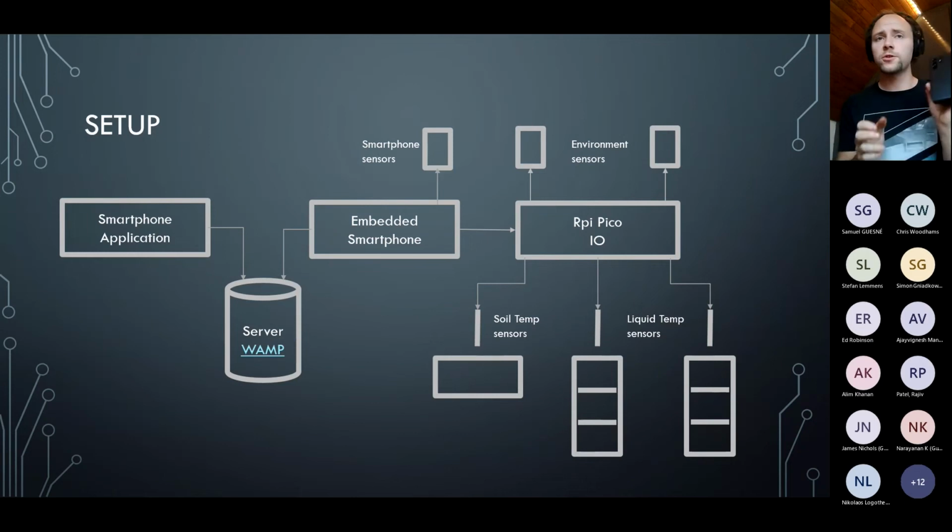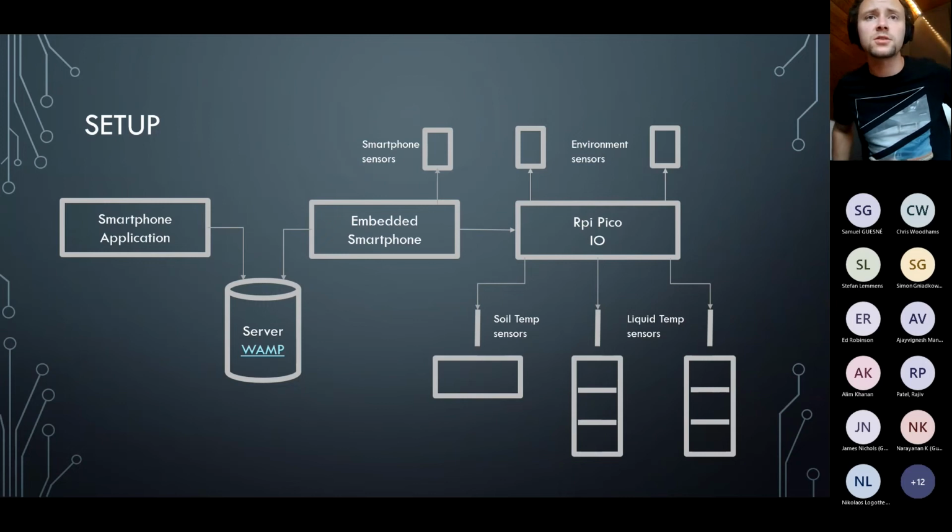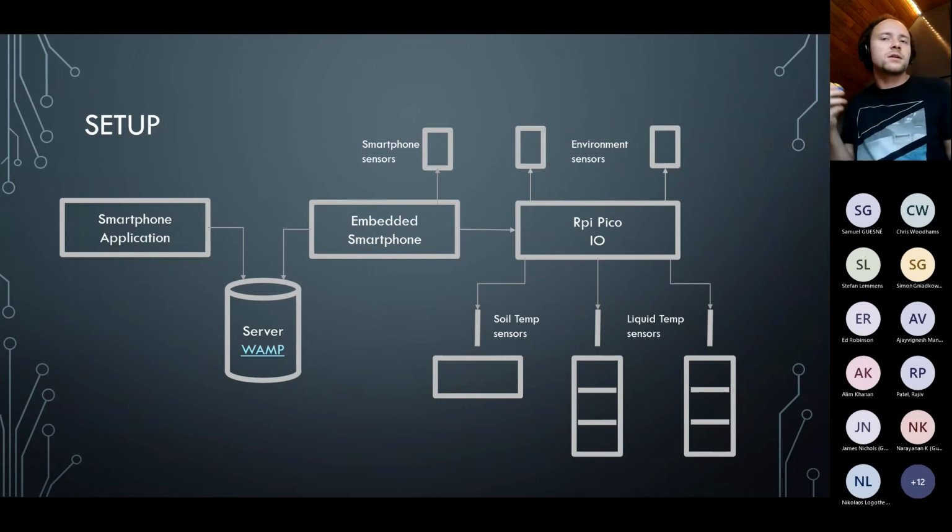And also, I consider the camera to be a sensor. So I have a camera now in my greenhouse, which allows me to actually see what's going on. Did I forget to close the door, or are the plants still fine?